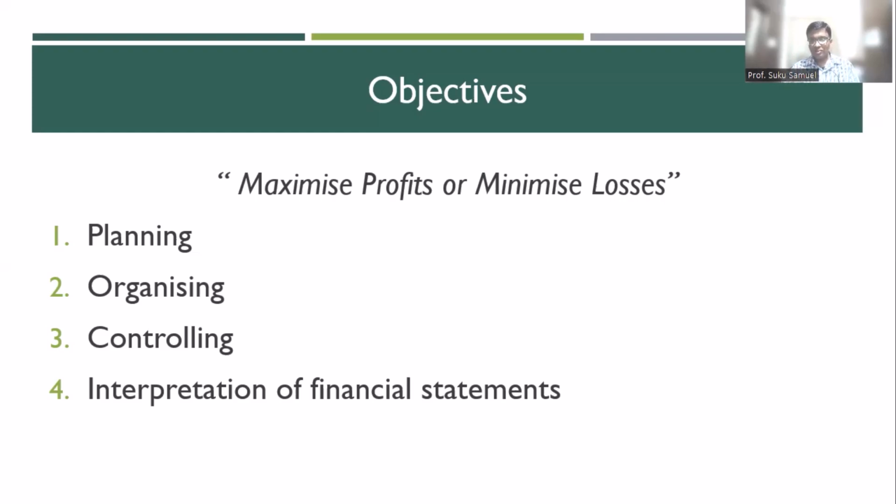Now, when we talk about objectives of management accounting, there are four objectives which come into picture: planning, organizing, controlling, and interpreting of financial statements. So, what is it? What comes under planning? Planning here, we are trying to set organizational objectives.